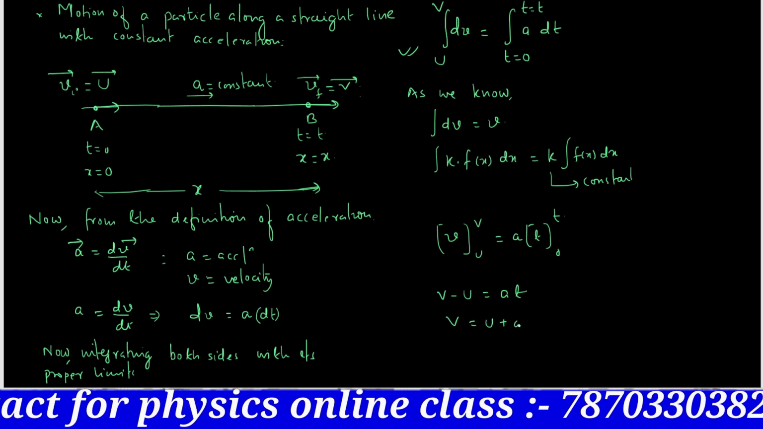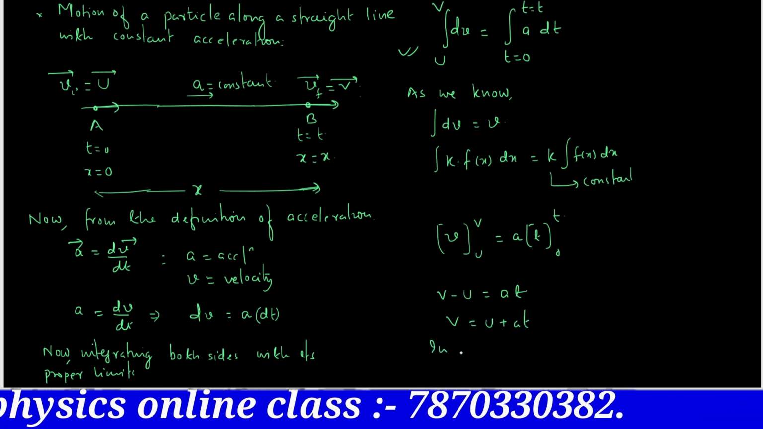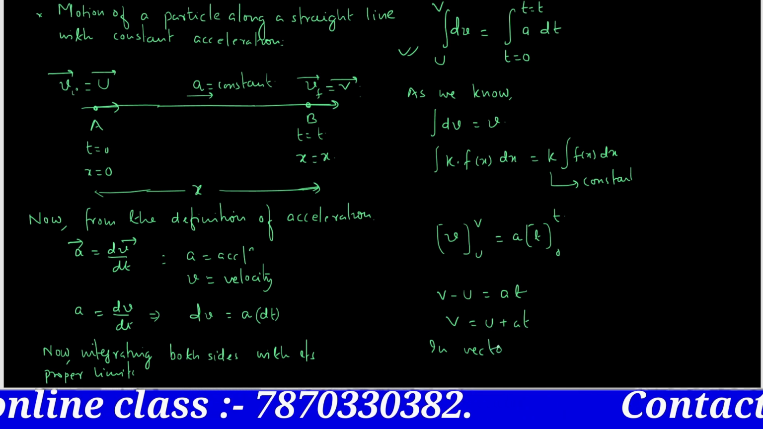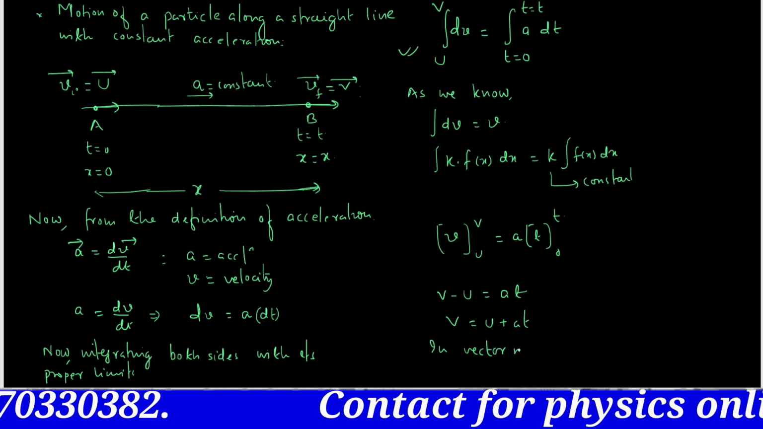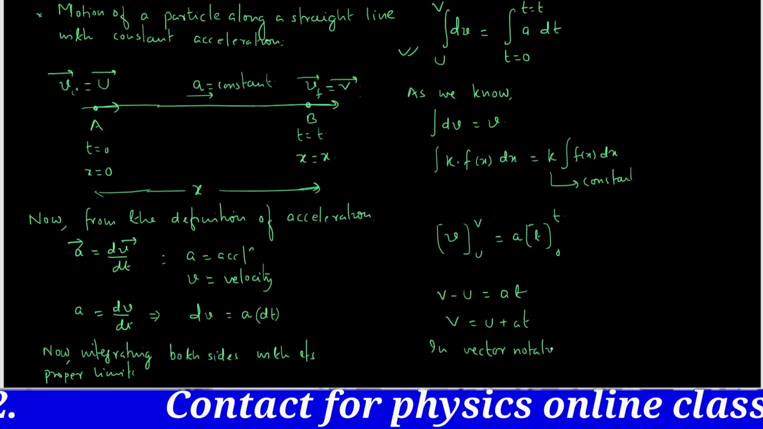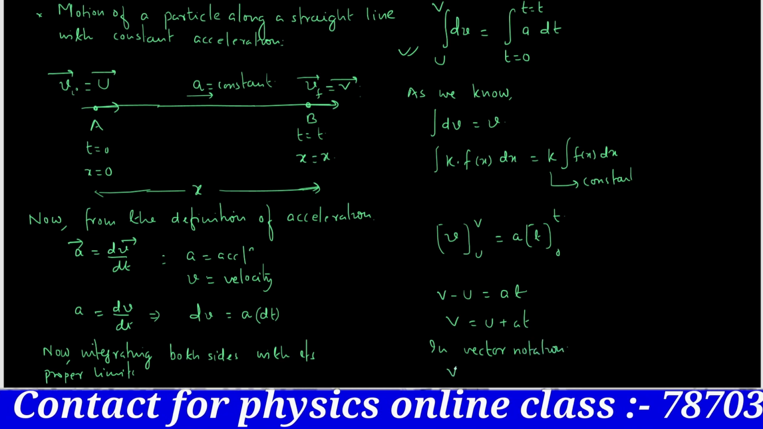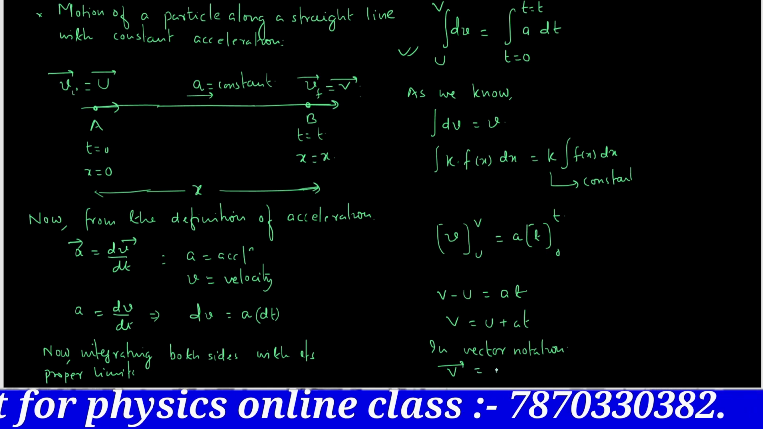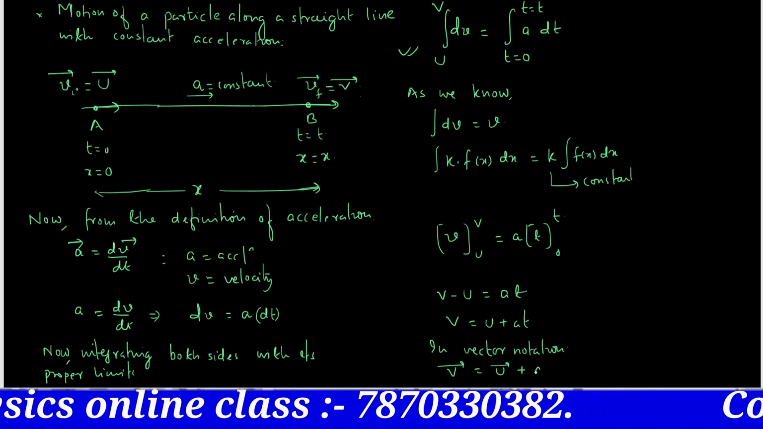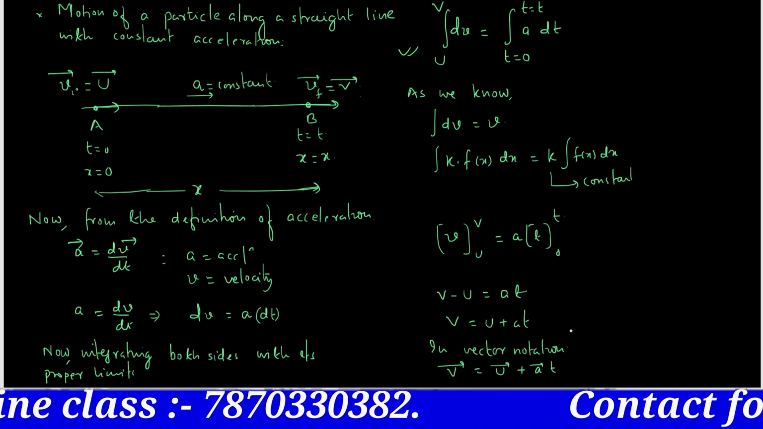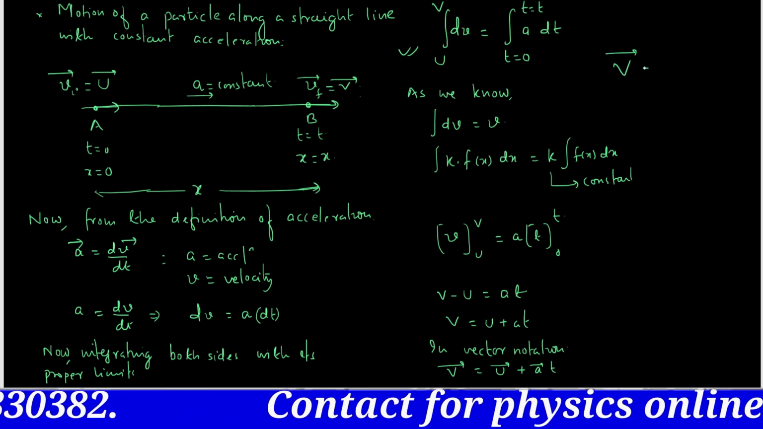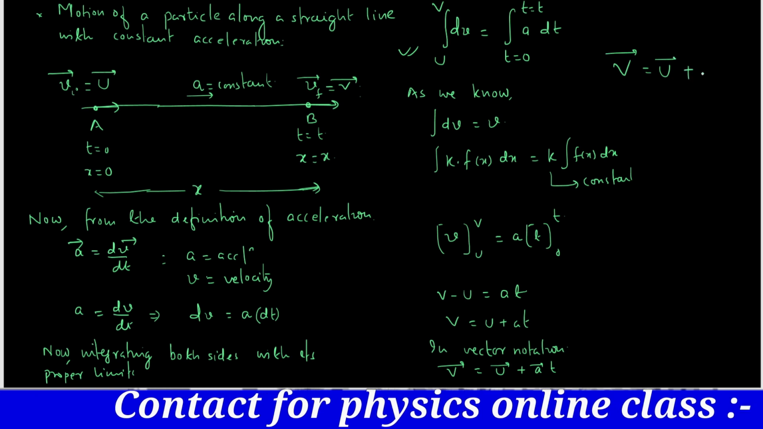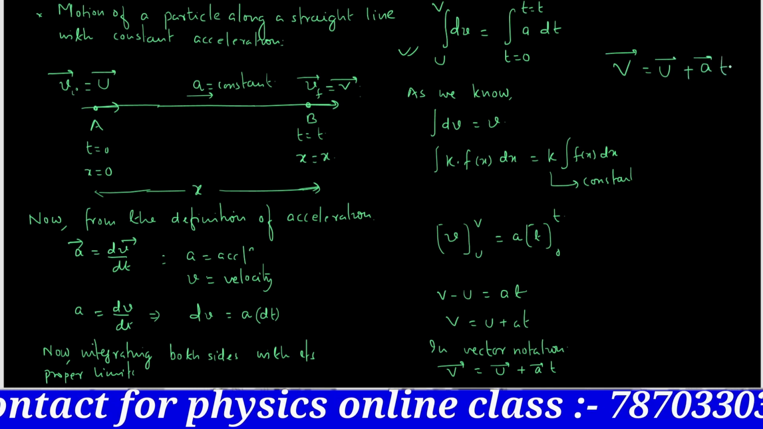and you can write v equals u plus at. In vector notation, v vector equals u vector plus a vector into time t. Okay, this was the final result. v vector will be equal to u vector plus a into t.